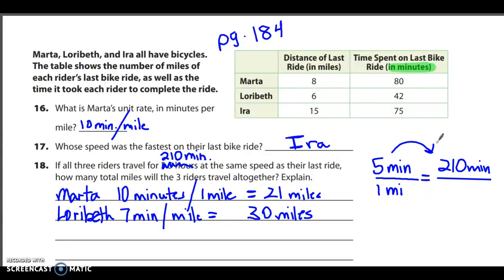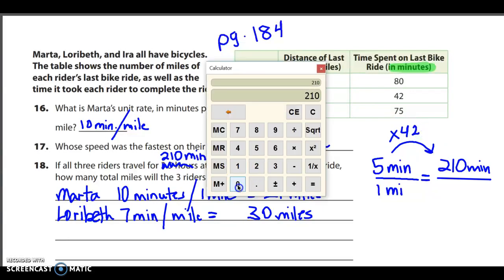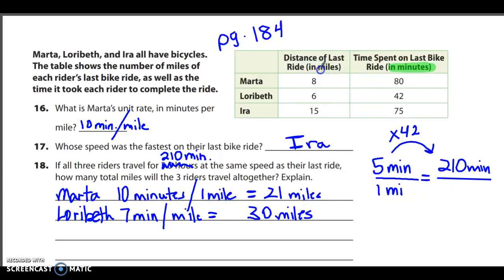Well, 5 times 20 is 100. 5 times 40 will be 200. So it's going to be 5 times 42. And I can double check that here by going 210 divided by 5 is 42. So if you multiply one term by 42, you have to multiply the other term by 42. And so it's going to be 42 miles for Ira.